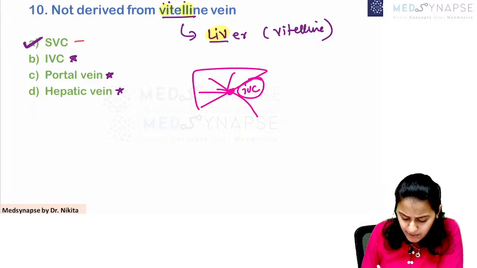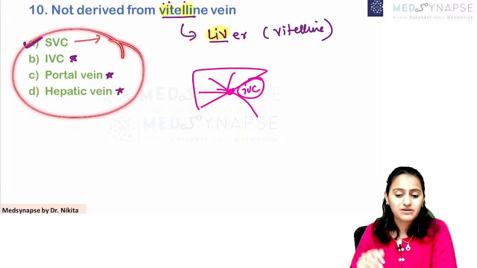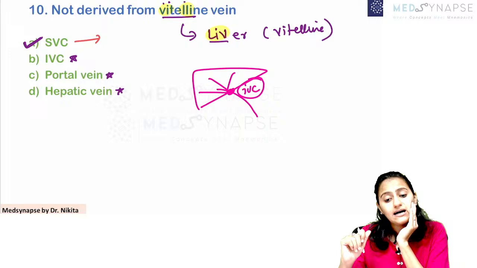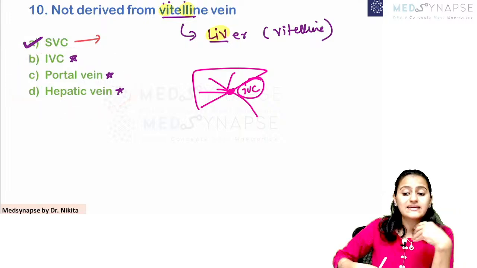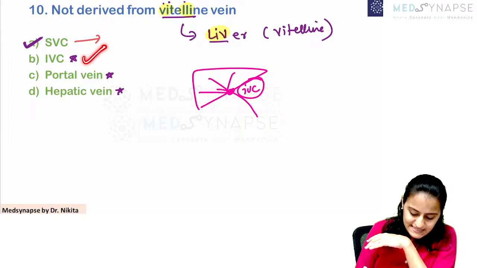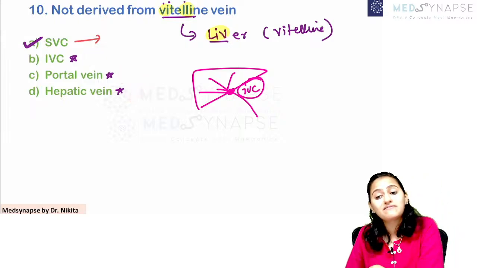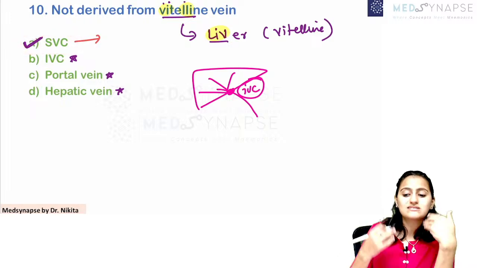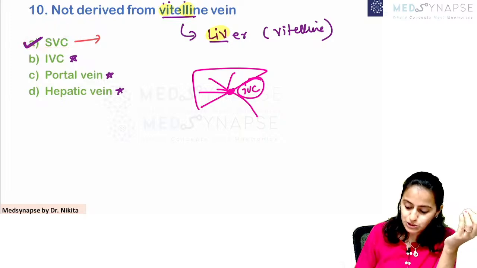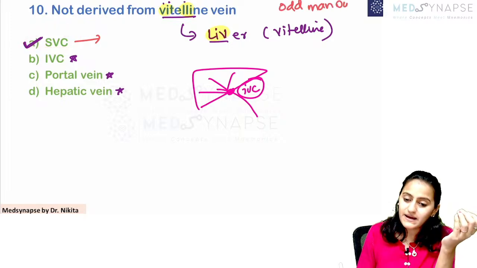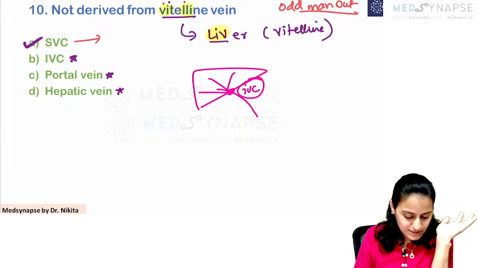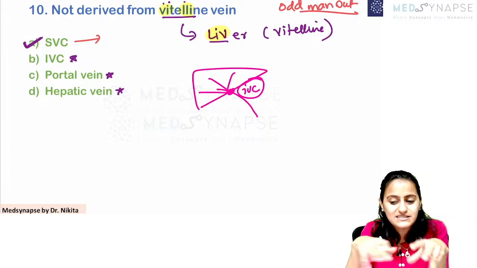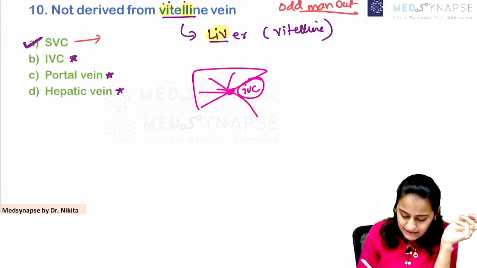Okay. Superior vena cava, on the other hand, you could have actually logically guessed the answer here, for everybody who got this wrong, that these veins are related in the abdomen, below the diaphragm. IVC is below, portal vein is below, hepatic vein is below. So vitelline vein is somewhere below the diaphragm. The only vein which is above the diaphragm is the superior vena cava. So use this cheat code, which is odd man out, as I call it. SVC is the upper one, so probably this could be the answer, and all the others are below or on the sides. Absolutely right.